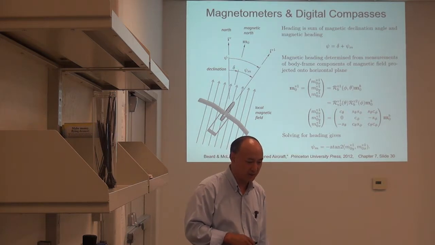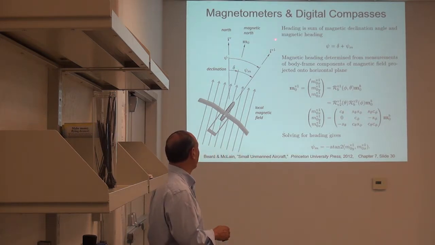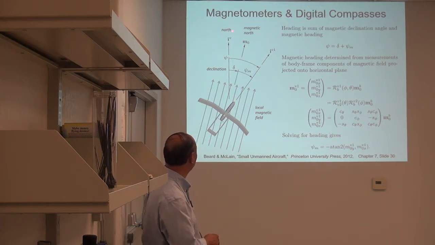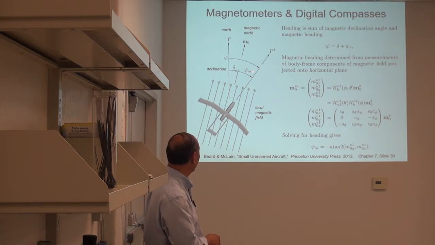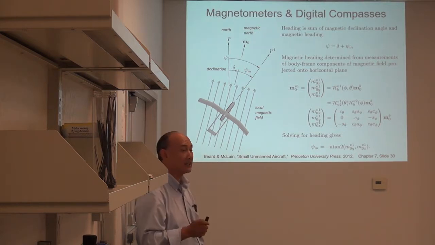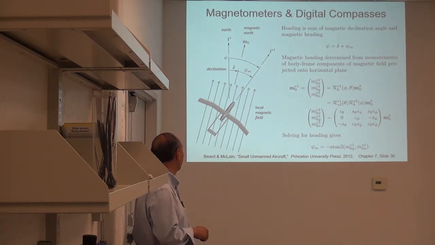Heading is the sum of the magnetic declination angle and the magnetic heading. So you have absolute north, and these angles are known. These deltas are known, but this heading we don't know yet. So this phi of m is the magnetic heading. You add the delta and it will be the overall phi.